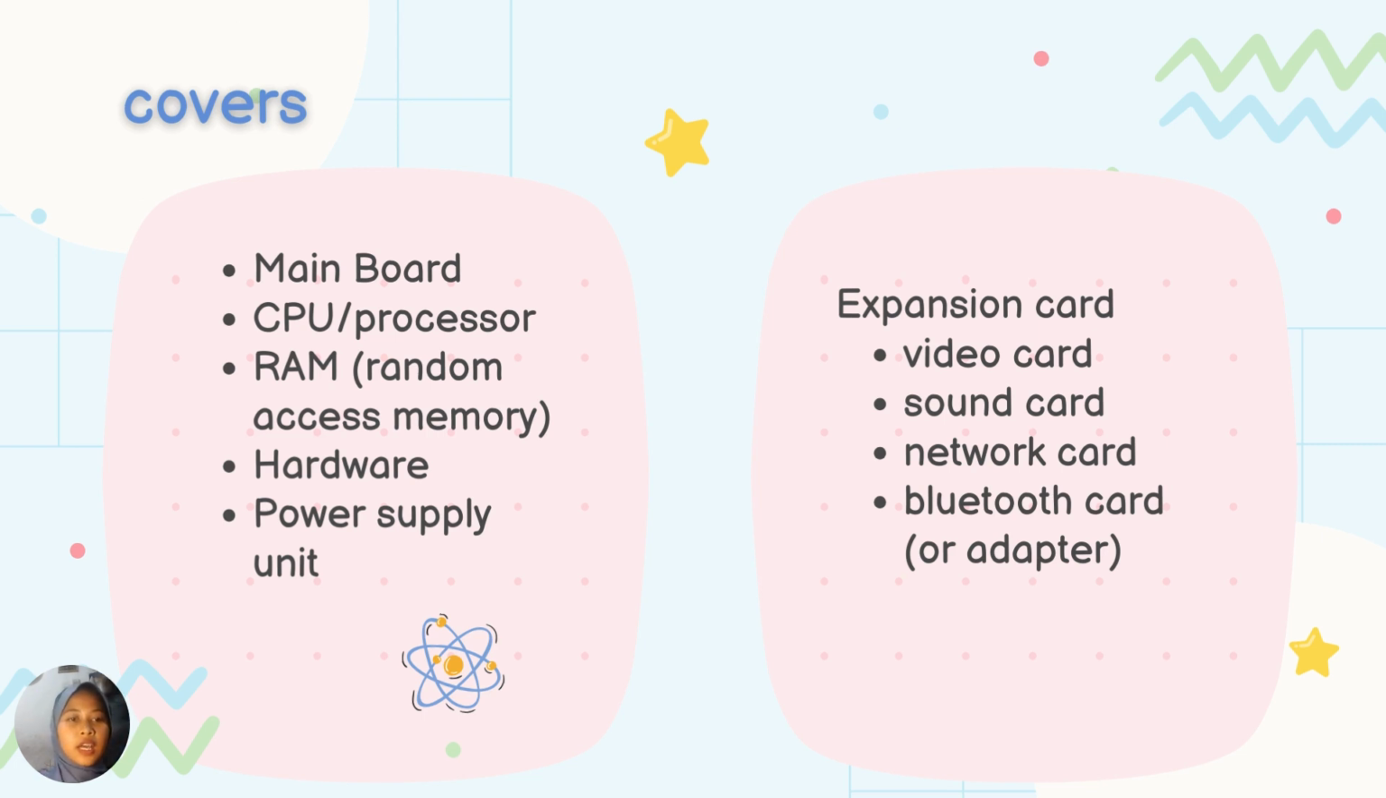The parts covered are the mainboard, CPU or processor, RAM, hard drive, power supply unit, and expansion card. There is a video card, sound card, network card, and Bluetooth card.